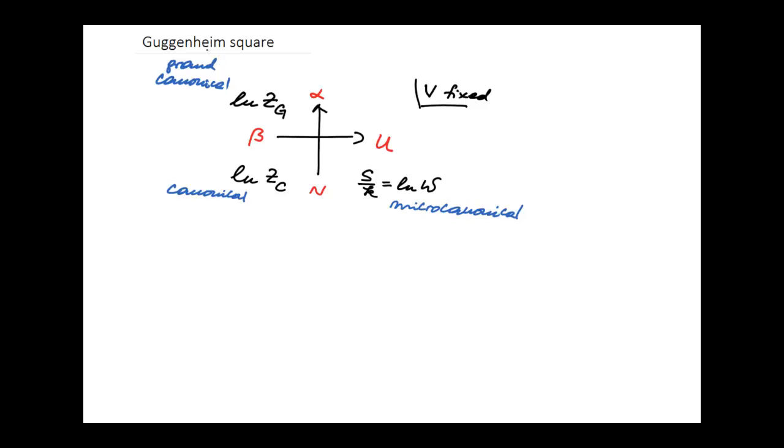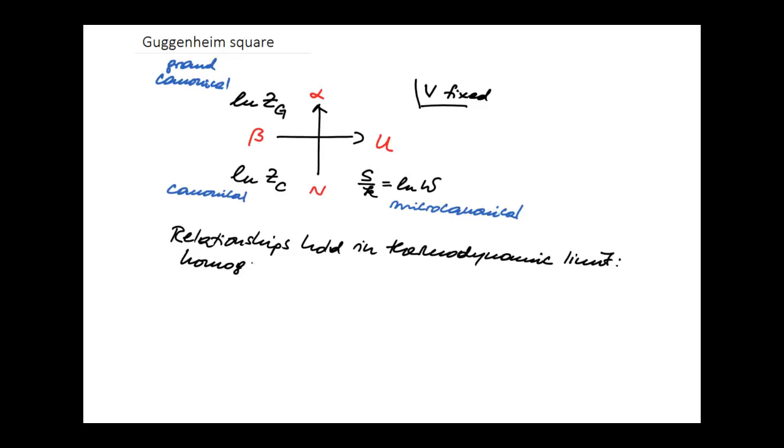Now, just for completeness, I want to write down that all these relationships hold only in the thermodynamic limit, and that entailed homogeneity, stability, and size becoming very large. So this is important to remember, that you can apply this Guggenheim square only in the thermodynamic limit.